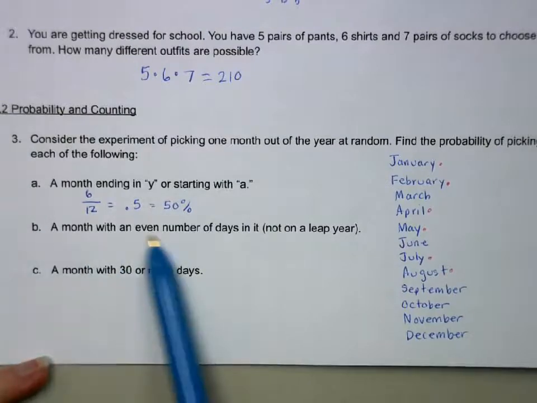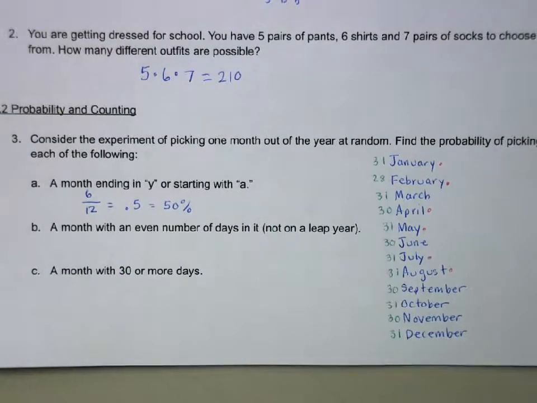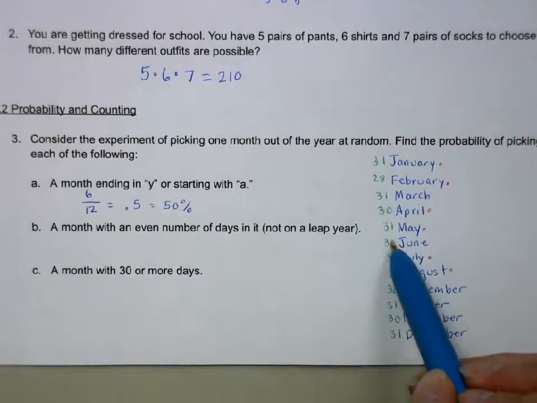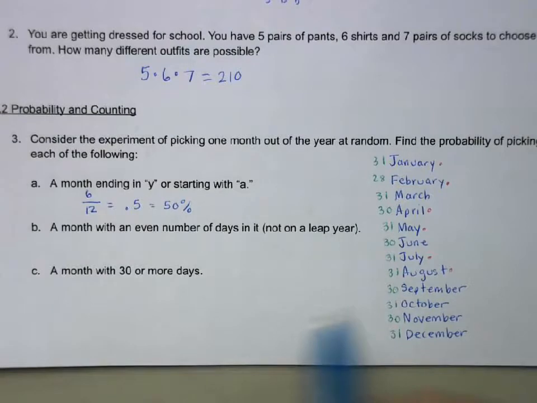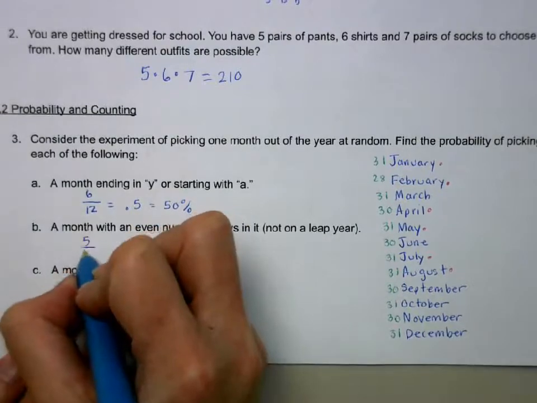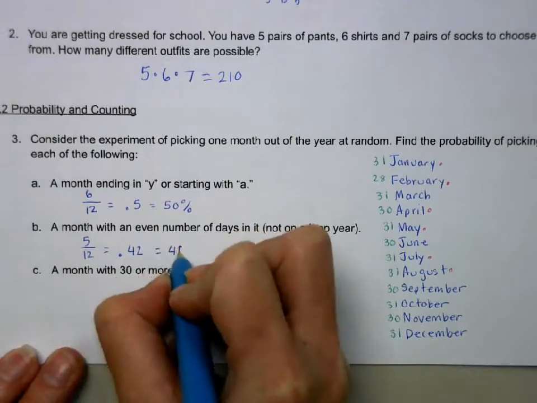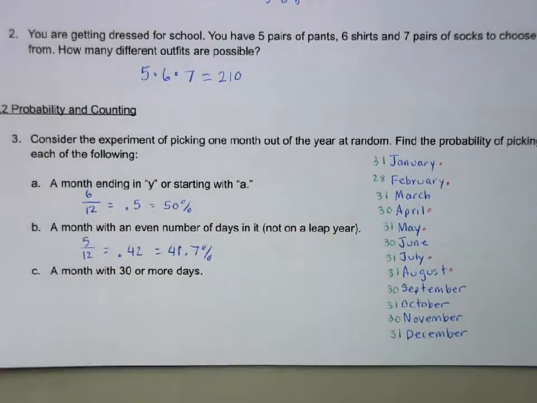A month ending with an even number of days. Okay, so on the test, if you're not sure about questions like this, how many days, feel free to ask. So January through December, here's our number of days. So the number of ones that have an even number, so that's going to be 28, 30. So we've got 1, 2, 3, 4, 5 months that have an even amount. So 5 out of 12, which is 0.42 or 41.7% when you type it in your calculator.